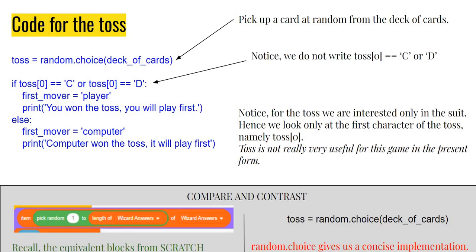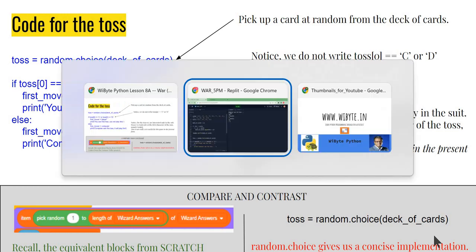At this point, a little bit of compare and contrast would be interesting. Remember, how did we pick up a randomly chosen item from a list in Scratch? Well, the idea was that we just look at a random number from 1 all the way to the length of the list, and we just go and pick up a random item that way. So that's reasonable. We can still do it here, but random.choice gives us a more concise way of implementing this, and that's what we have done over here. I hope this is interesting.